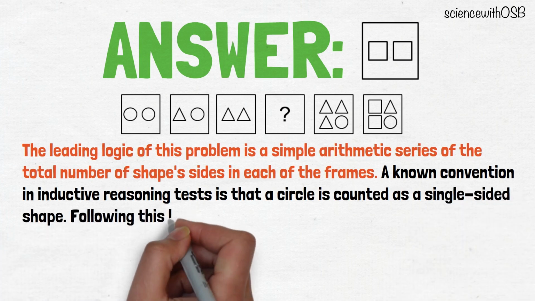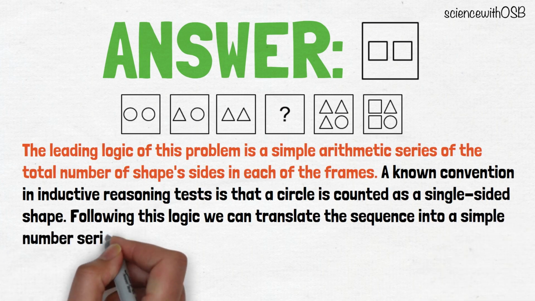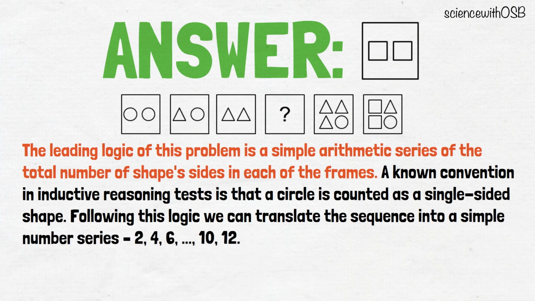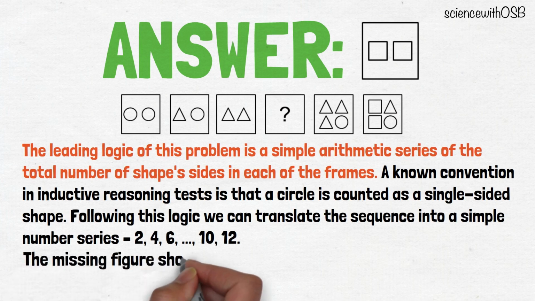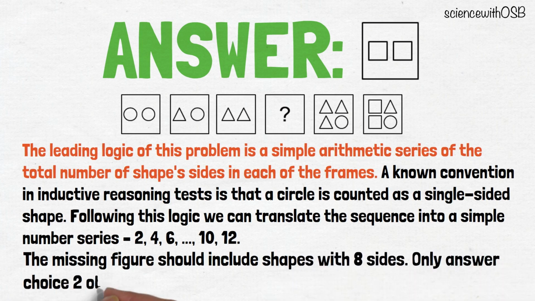shape. Following this logic, we can translate the sequence into a simpler number series 2, 4, 6, 10, 12, and so on. The missing figure should include shapes with 8 sides. Only answer choice 2 obeys this logic.